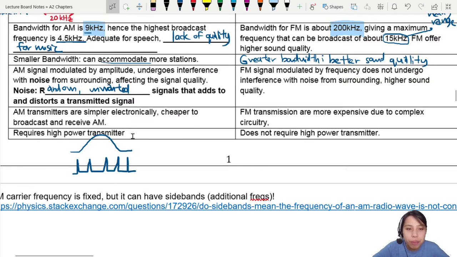Next, transmission. AM transmitters are quite easy to build. If you ever get stranded on an island, you just need a wire, you need some electricity, you should be able to send a SOS and help distress call. Help, send help. You can build it lah. It's cheaper to broadcast and also receive. FM, very expensive, very complicated. Your machine is very complicated.